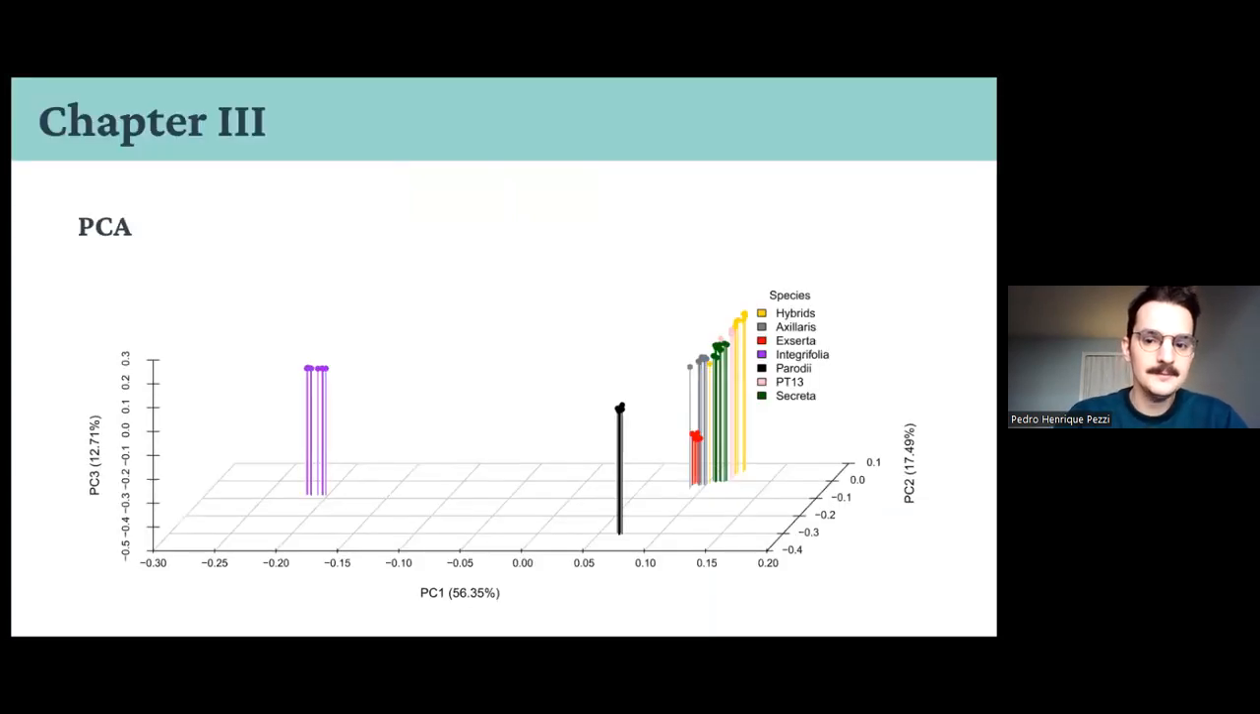So these are very preliminary results, and feedback on these results will be very welcome. But here is a PCA. We can see Petunia integrifolia and Petunia parodii don't cluster together with the other individuals. And if you see a phylogeny, we would expect this result. And in this cluster, we can see that Petunia axillaris, this putative hybrid, and Petunia secreta are very clustered together.